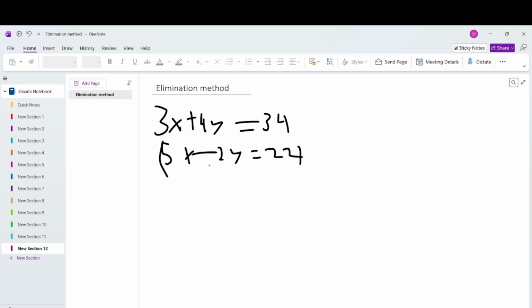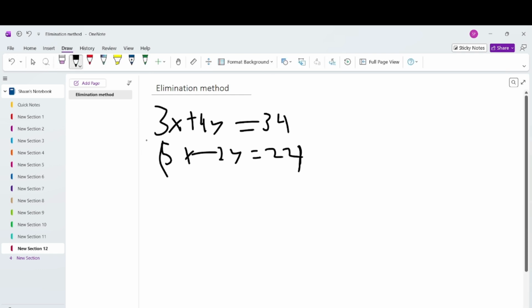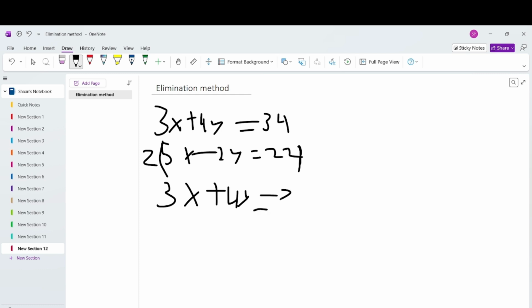So I'm going to multiply this bottom equation by 2. You'll see why I do that very shortly. Let me just undo that. So we're going to multiply this by 2. So now we have 3x plus 4y equals 34 on the top, which just remains the same. But now we have 10x minus 4y is equal to 44.